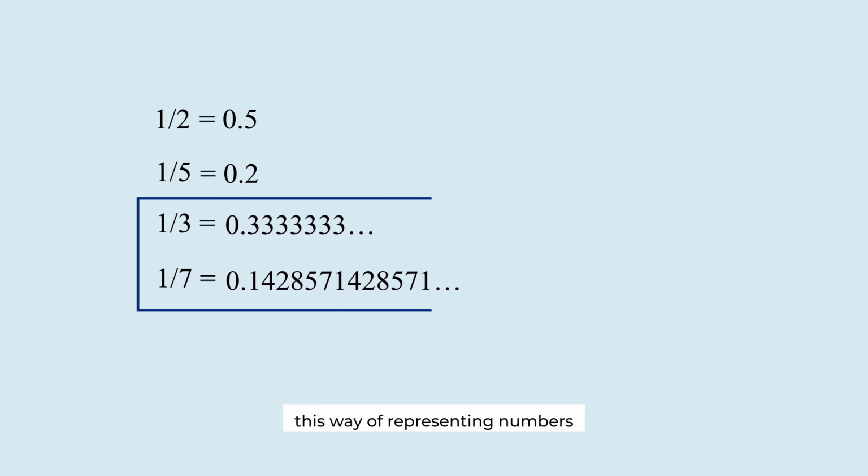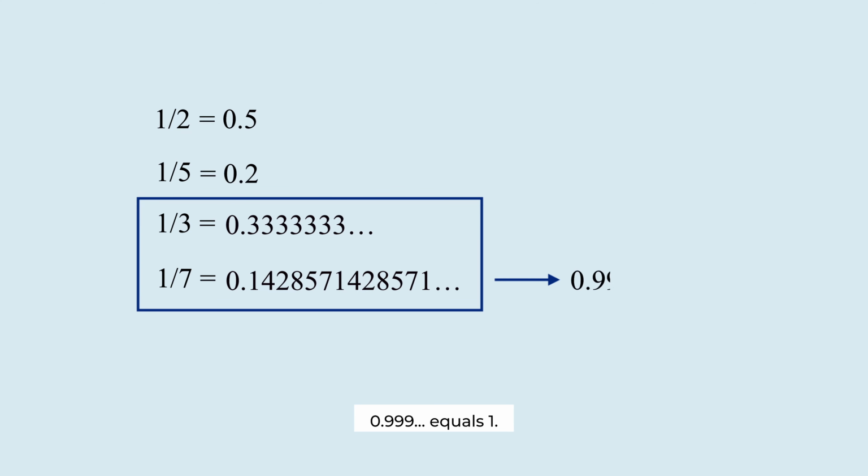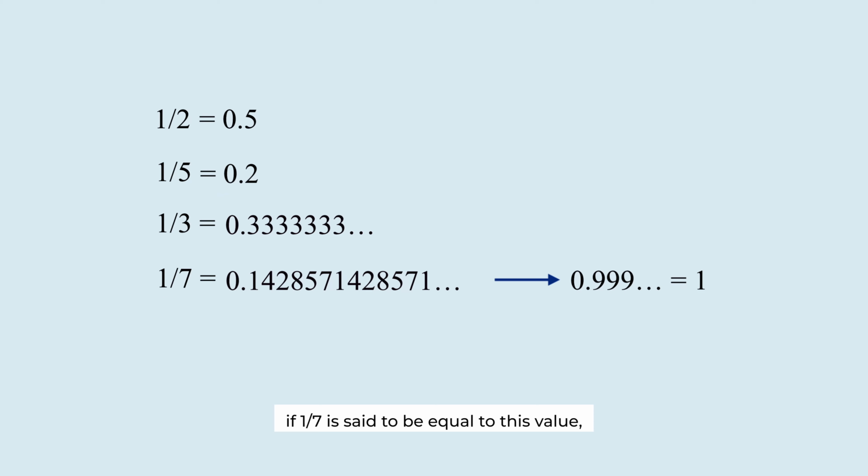Interestingly, this way of representing numbers is directly related to saying 0.9 repeating equals 1. If 1/7 is said to be equal to this value, then 0.9 repeating is equal to 1.